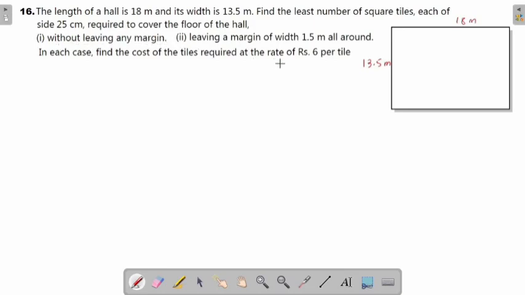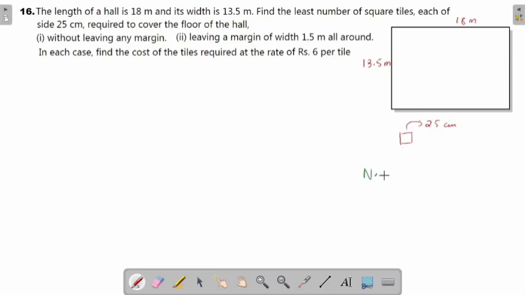So basically what you are doing is, on the floor you are going to put tiles, and the dimension of tiles is also given. So basically you are using square tiles, and the measurement of each side is given to be 25 centimeter. Now for finding how many tiles can be accommodated on the floor, there's a formula that you need to remember. So I'll write down the formula here.